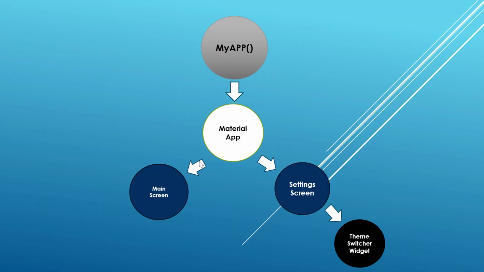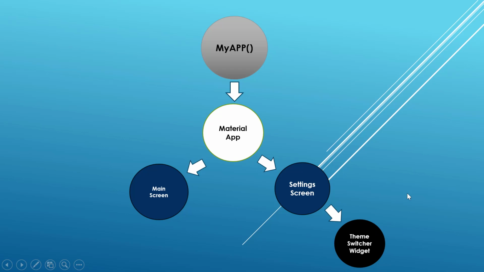Let's have a look. In Flutter, an app is constructed using widgets, right? These widgets are organized in a hierarchical structure known as the widget tree. This tree represents the arrangement and nesting of various widgets forming the visual and interactive elements of our app. In our app's widget tree, we have this My App widget at the top, and then the Material App widget, and then two screens, main screen and the settings screen, and then we have this Theme Switcher widget which is nested to settings screen. So this Theme Switcher widget has a logic of changing the theme mode of our app, right?